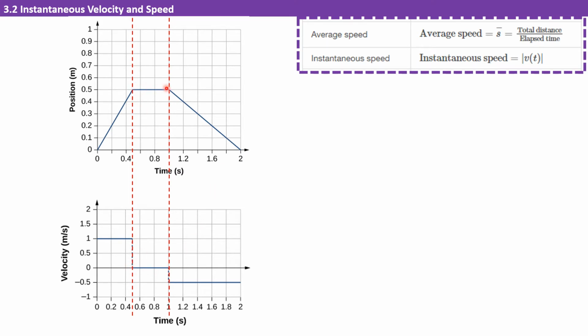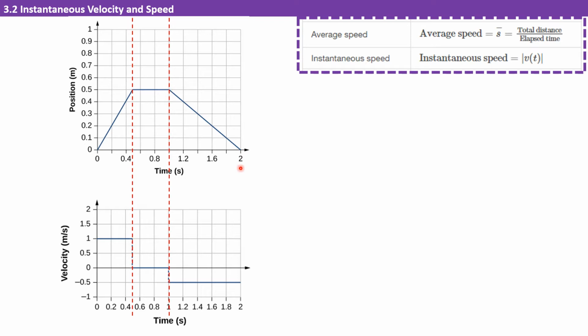The slope of this is 0. And so that's why we get the 0 right here. The slope of this turns out to be 1. That's why we get 1 here. Then looking at this last segment, what we find out is we take the final position, which is 0, and then we look at the initial position, which is 0.5. So we say 0 minus 0.5.